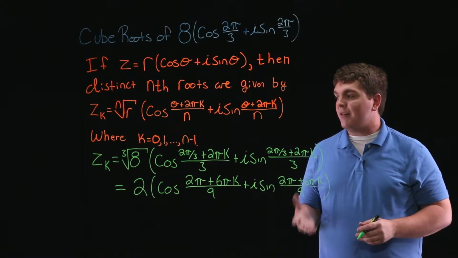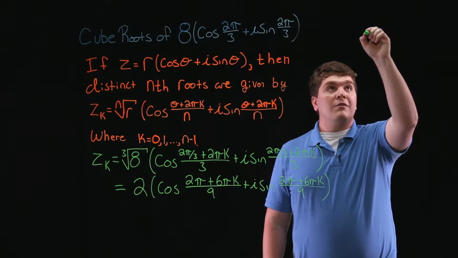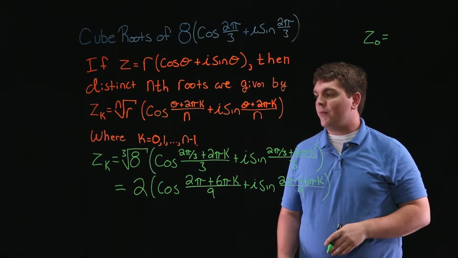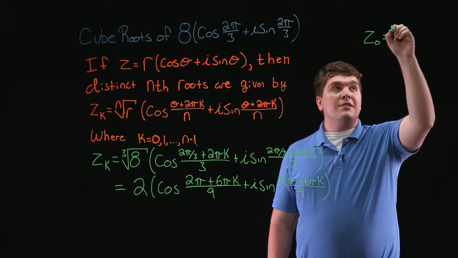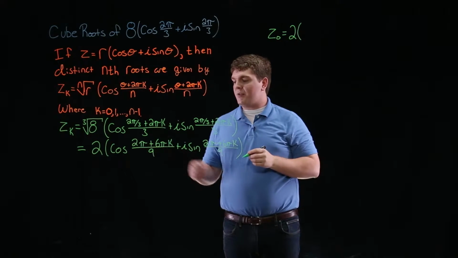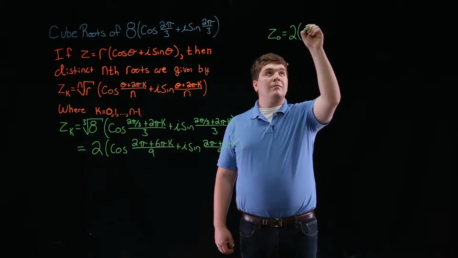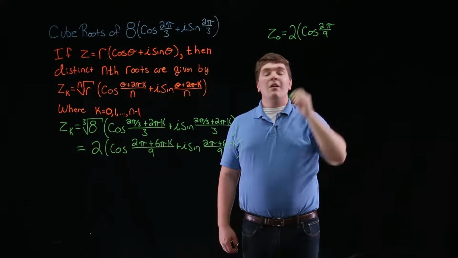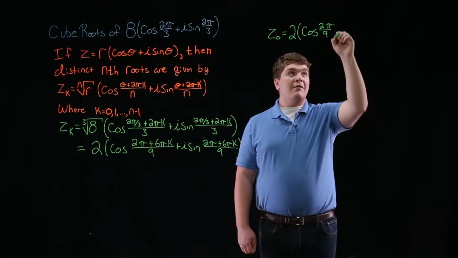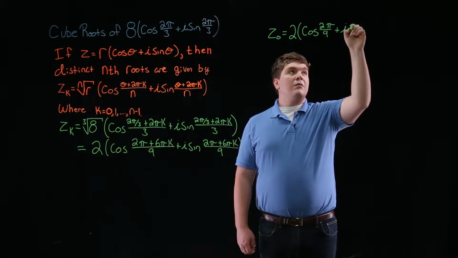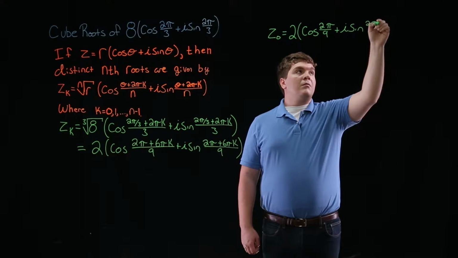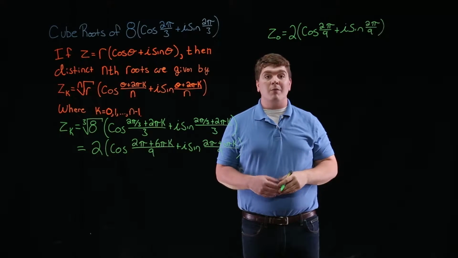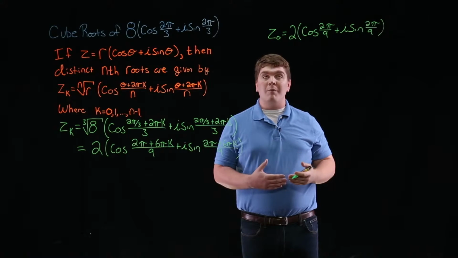So now, let's begin finding our roots. The first root we're going to want to find is going to be z sub 0. So here, our k value is 0. So what this is going to be equal to is 2 times cosine of 2 pi divided by 9 plus i times sine of 2 pi divided by 9. So this is the trigonometric form of the solution. So this is the first root in part A.